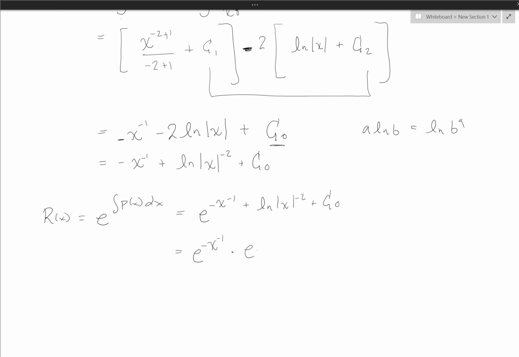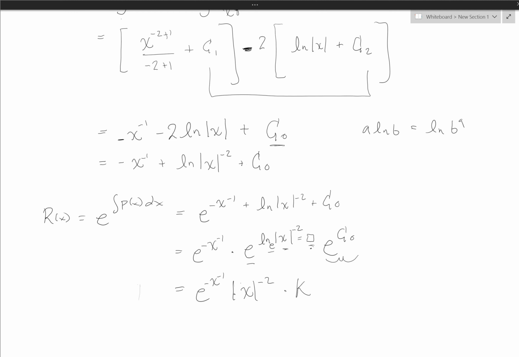Times e to the ln x to the negative 2 times e to some constant c. Now remember this one, we did this one before. This equals box, so this e to this box, same as this e to this box. So this becomes e to the negative x to the negative 1 times, not ln, just this guy, just x to the negative 2 times, we can say magnitude x to the negative 2 for now. And then this is going to be some constant. I'll just call it k.